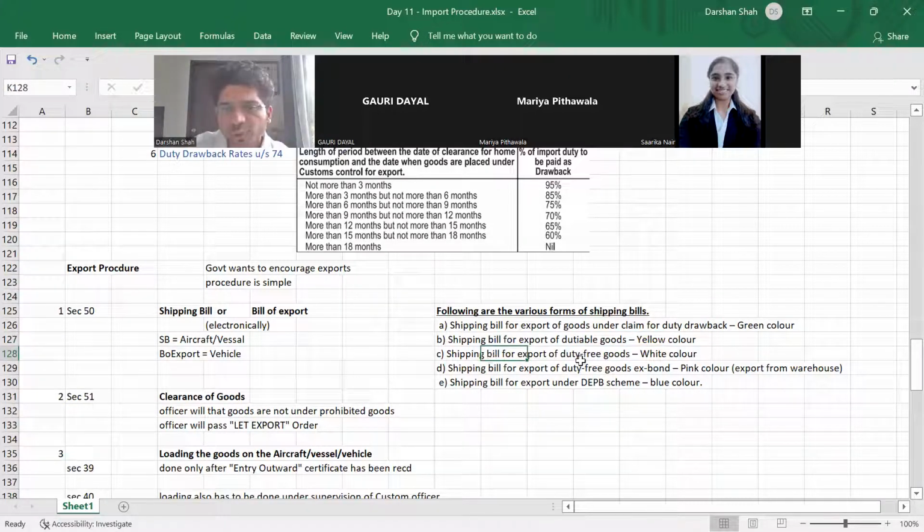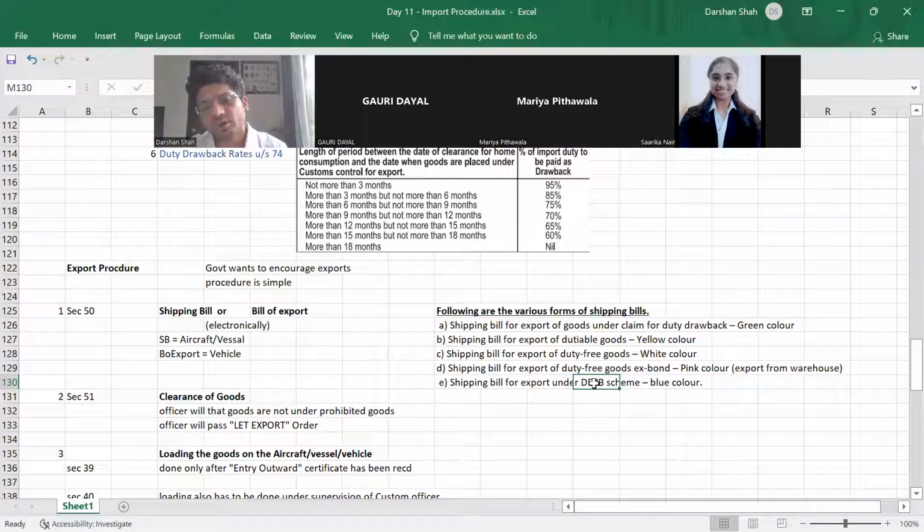If you are exporting goods which are duty free, tax free, you will submit a white color shipping bill. If you are exporting duty free but under a bond, export from warehouse, if you are exporting directly from warehouse, you will submit a pink color shipping bill. And if you are under DEPB scheme, okay.